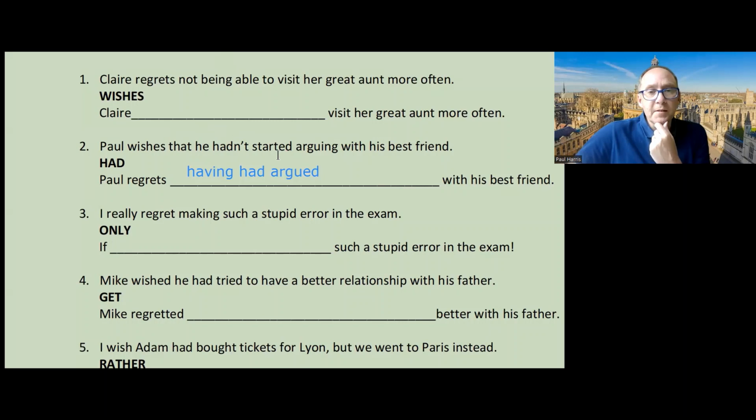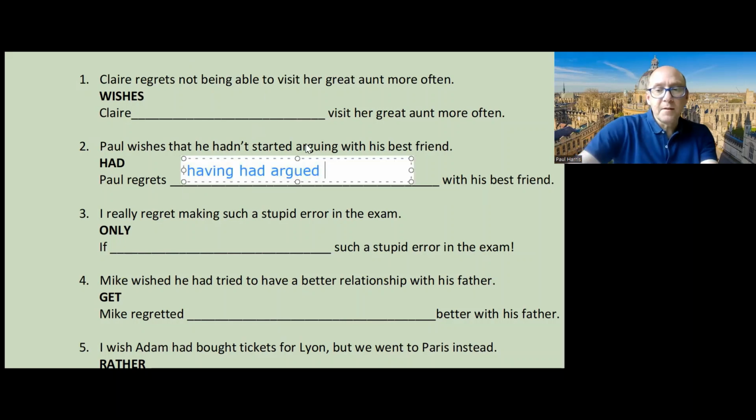So he wishes he hadn't started arguing. He regrets having had argued with his friend. Or we could have just having argued with his best friend. The gerund here is important to go with regret, and we know that wish plus past perfect will give us regret plus gerund.